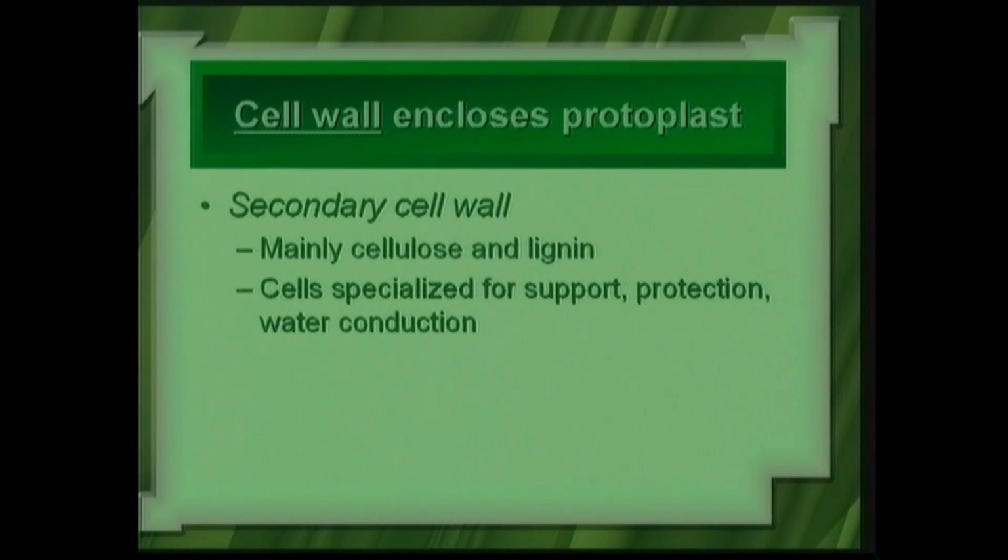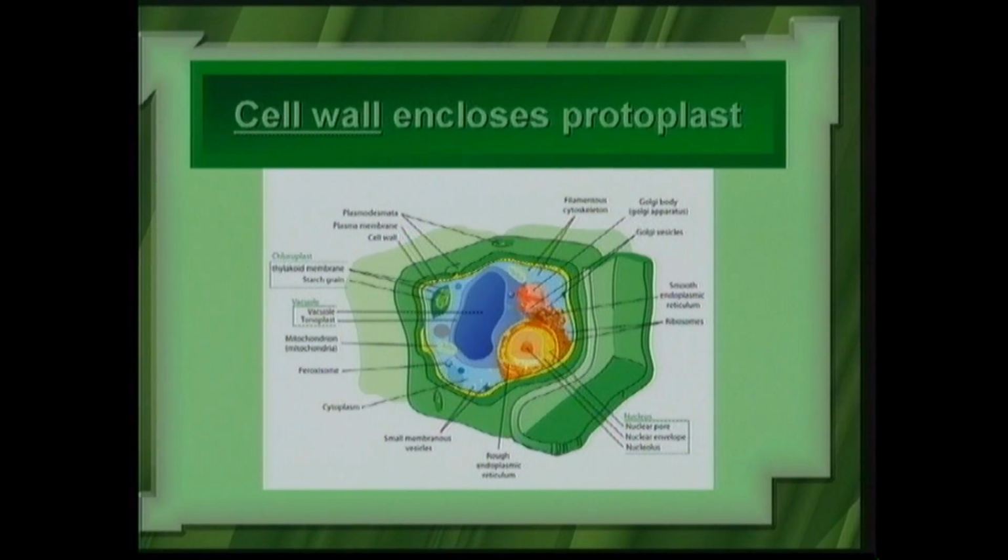It also functions in protecting the plant, as well as in xylem cells, which are used to conduct water in the plant. So here, again, we have the cell wall. The cell wall is a non-living part of the cell. The cell wall is not living. And the cell wall encloses the living part of the cell, which is called the protoplast. So what is a protoplast? The protoplast is the cell membrane and everything interior to the cell membrane.